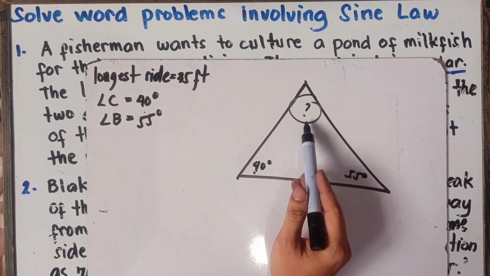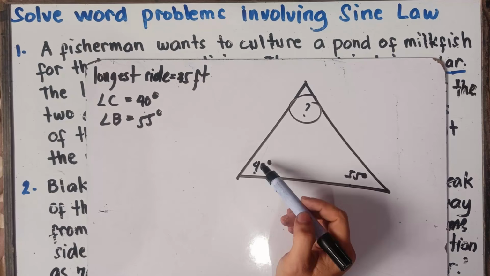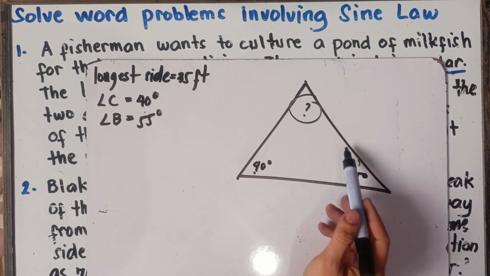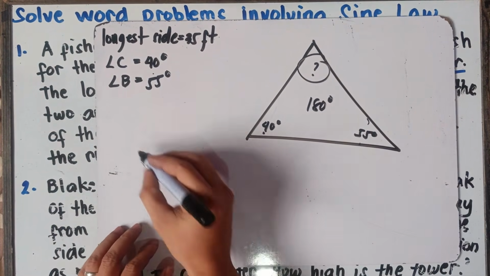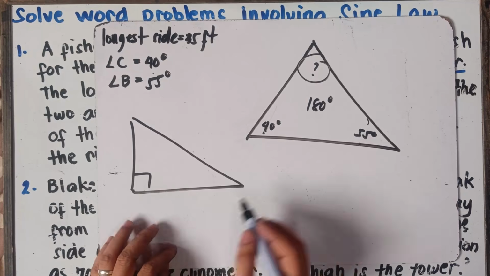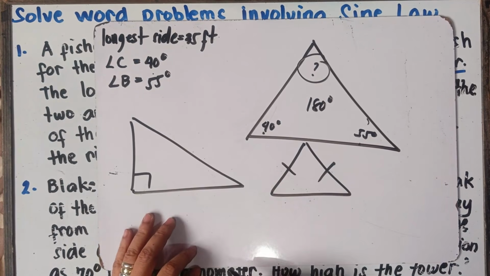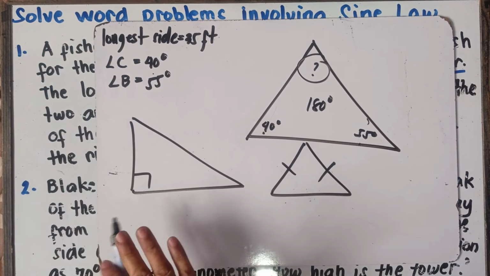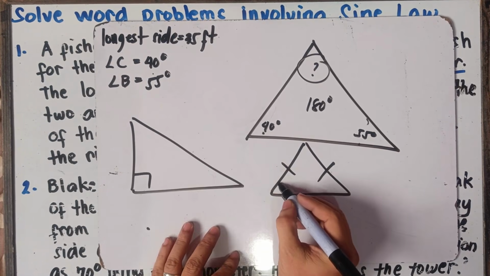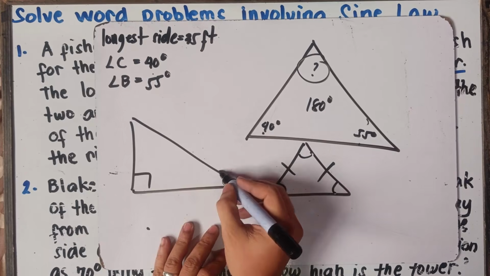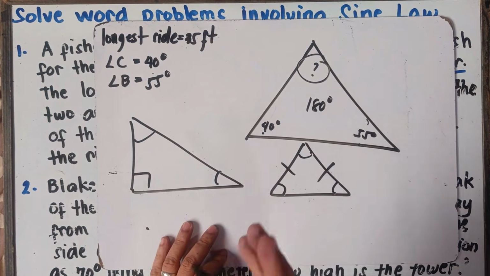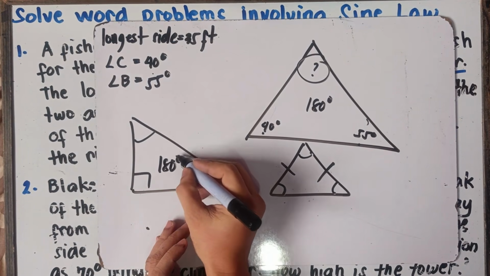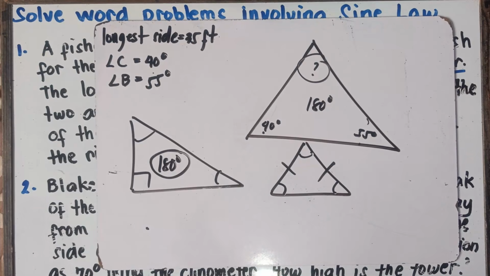You can find the third angle because you know that the sum of these interior angles is equal to 180 degrees. Any kind of triangle, whether it's a right triangle, isosceles triangle, obtuse triangle, or acute triangle, if you add the 3 interior angles, the sum is always 180 degrees. That's automatic, class.